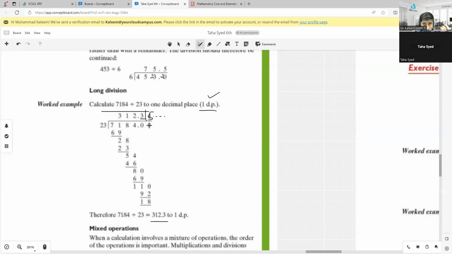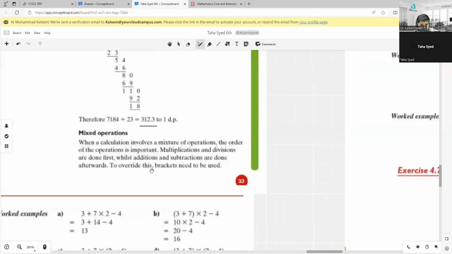In some questions they mention three, so you just have to find your answer up to three decimal places. In that situation, we will find our answer up to four decimal places, and then we have to round off up to three. Why? Because we have to check whether the fourth decimal place is greater than five or less than five. So this one is a long division.